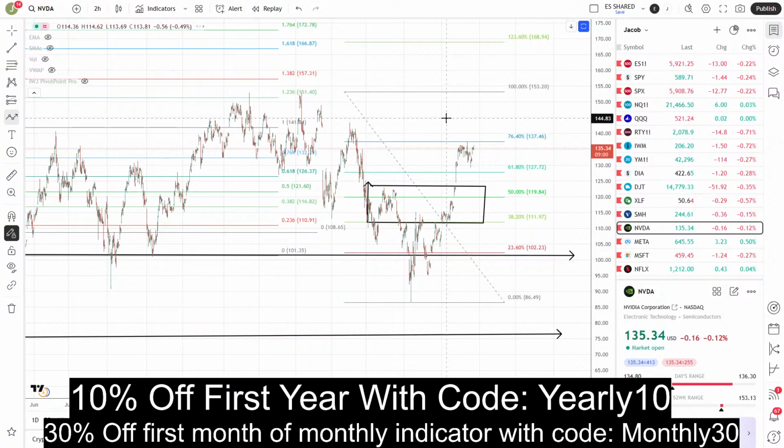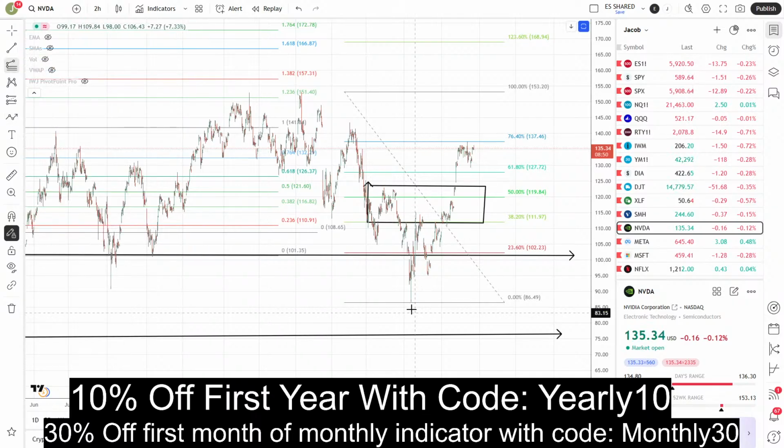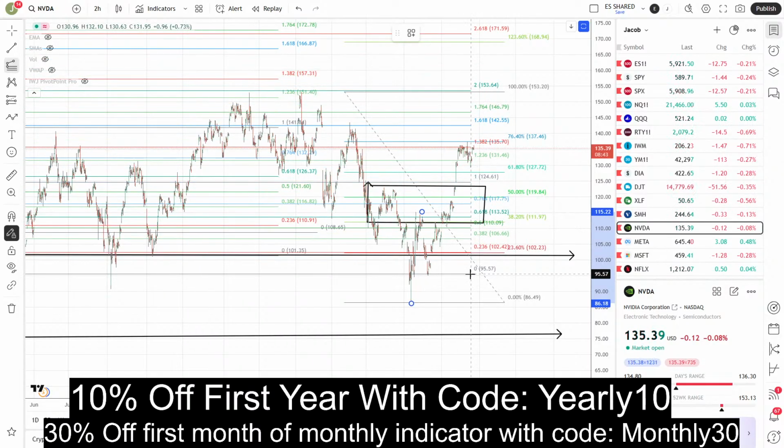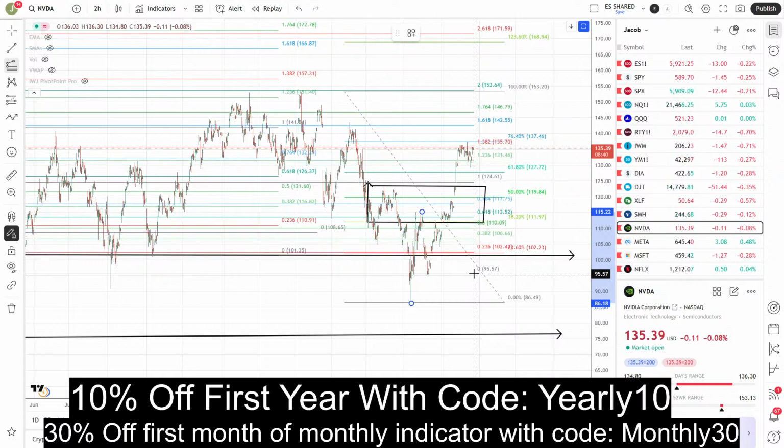So if we look at this setup here, I want to see where we're at. They've got to be right around the, I'd say 1618 or so. 1382. 1382. Okay. So it would not be alarming to see him backtest this zone right here.